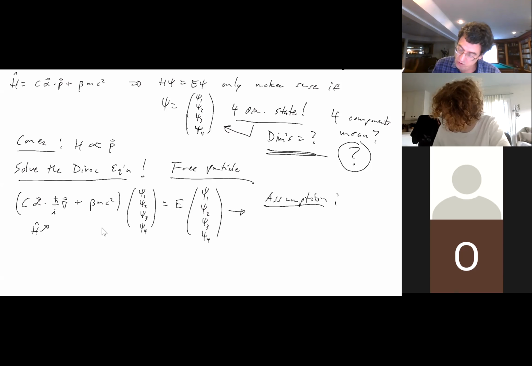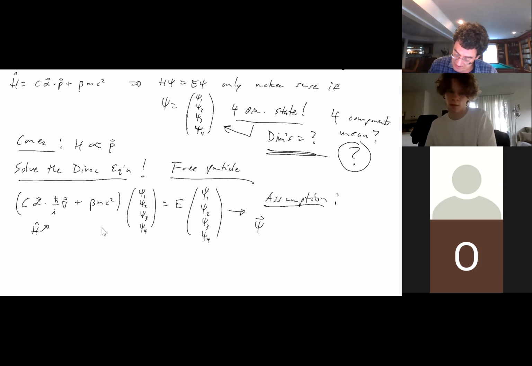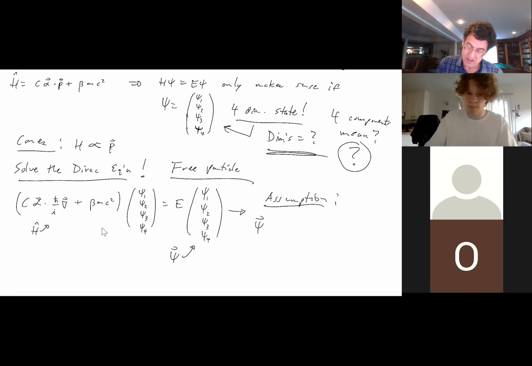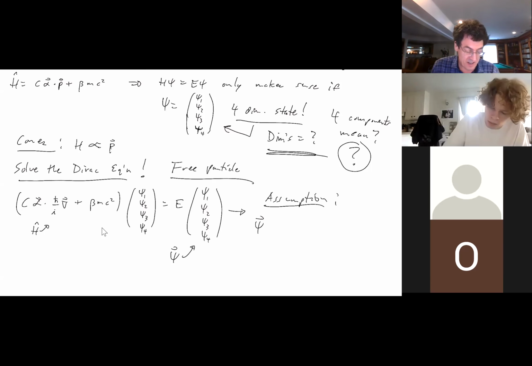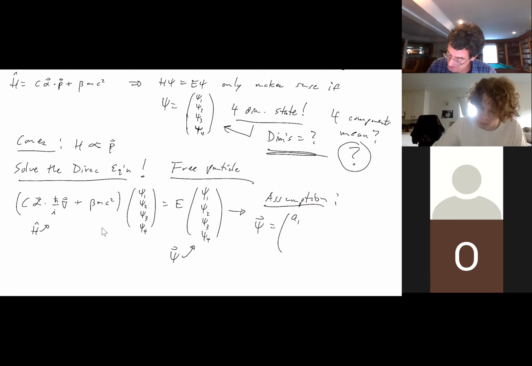Let's make an assumption on the form of the solution. Let's assume that psi, the wave function, which is now a 4-dimensional vector, has this form: some factors, we don't even know what they are yet, but we'll call them A1, A2, A3, A4, and let's multiply the whole thing times a plane wave.